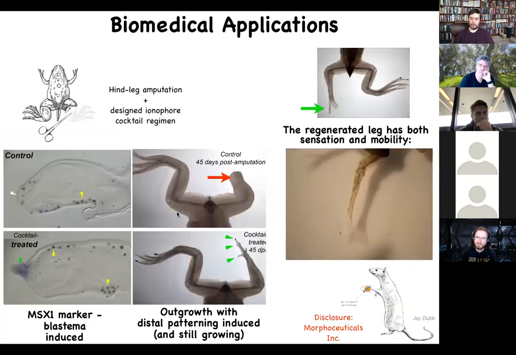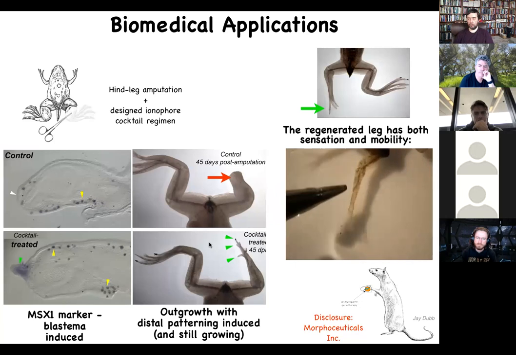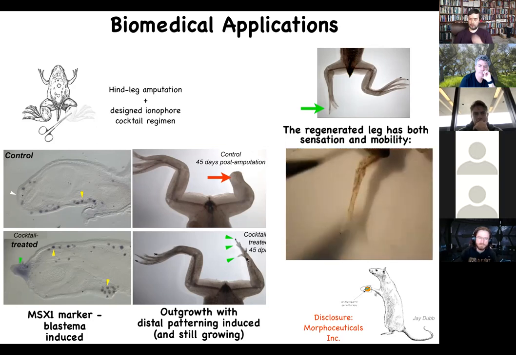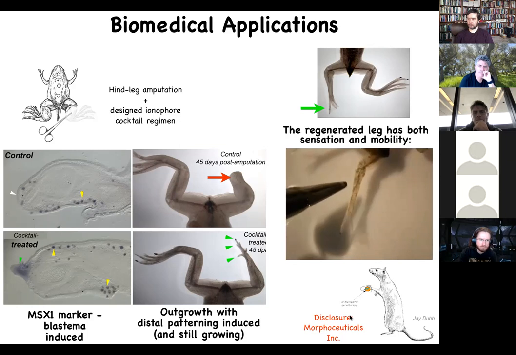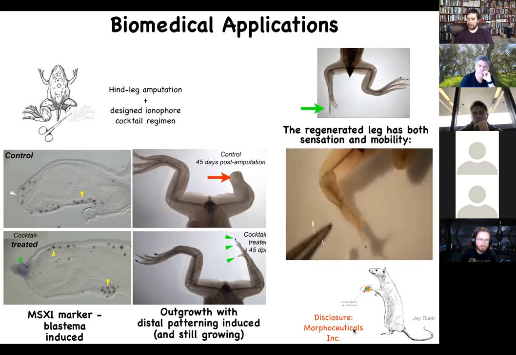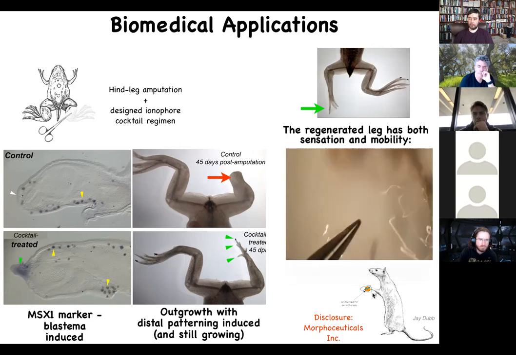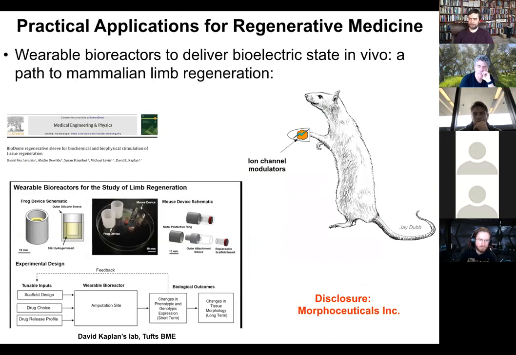And so, of course, this has all kinds of biomedical applications. This is how we learned to grow back legs on animals that normally don't grow them back, like frogs. We're able to induce this kind of regenerative response. I have to do a disclosure here. David Kaplan and I are co-founders of a company called Morphoceuticals Inc., because we're now trying to induce regeneration in mammals and hopefully eventually in humans, using these wearable bioreactors.